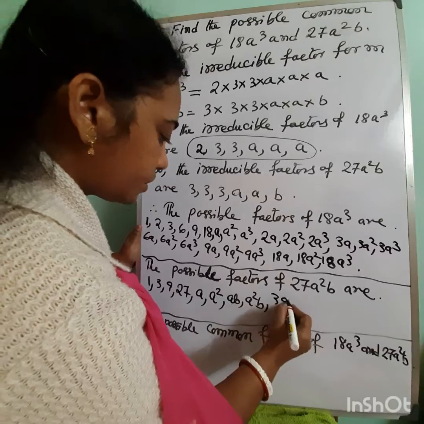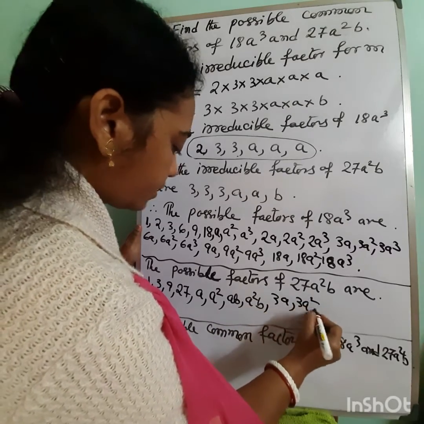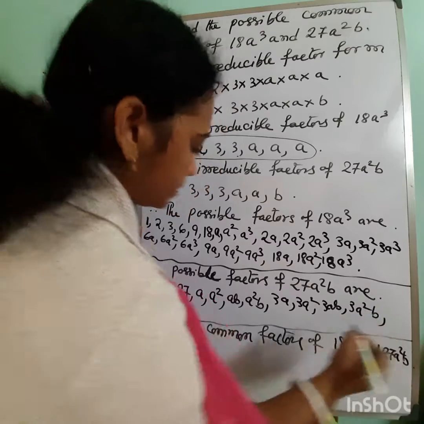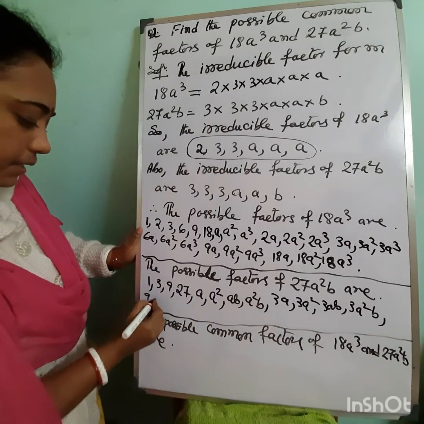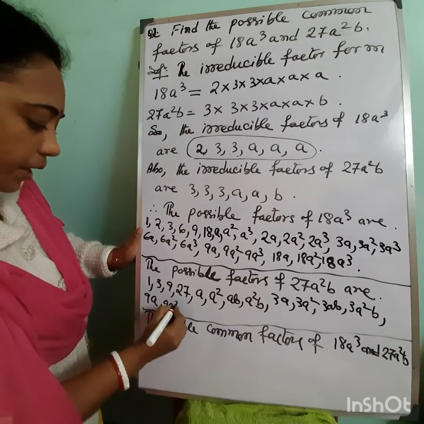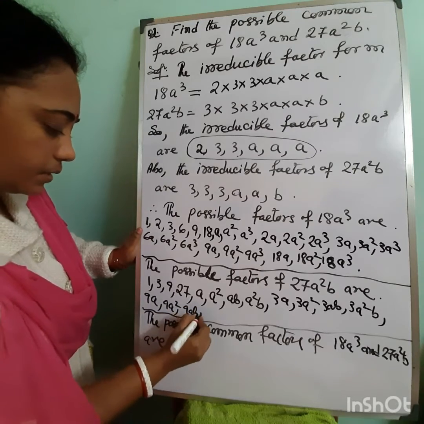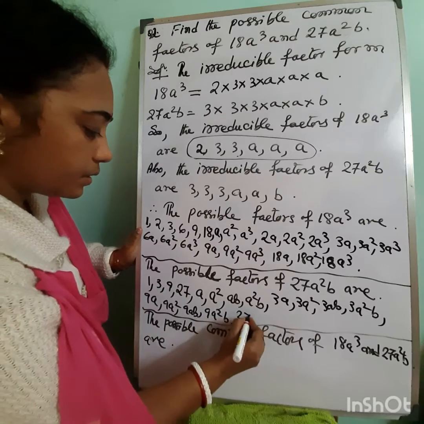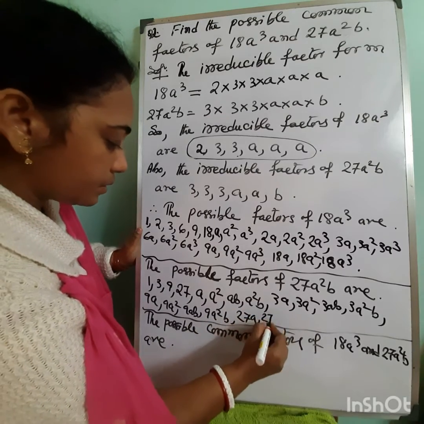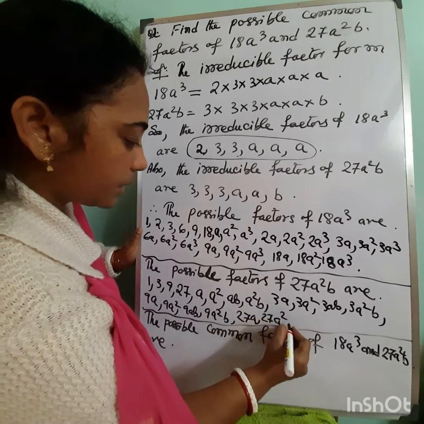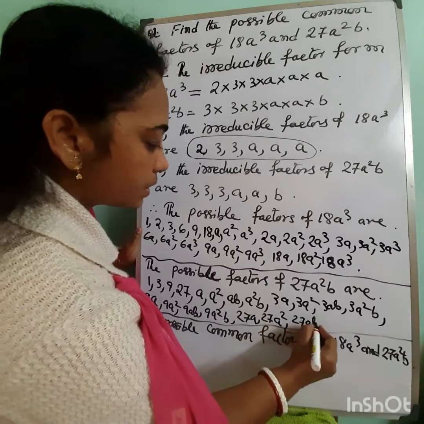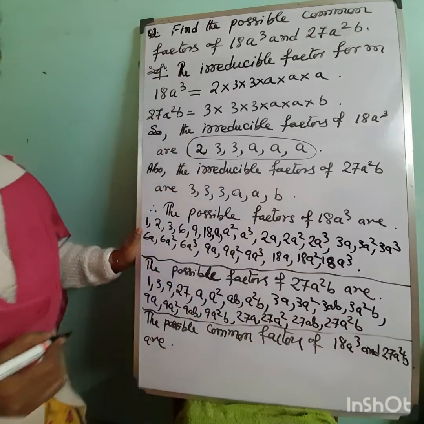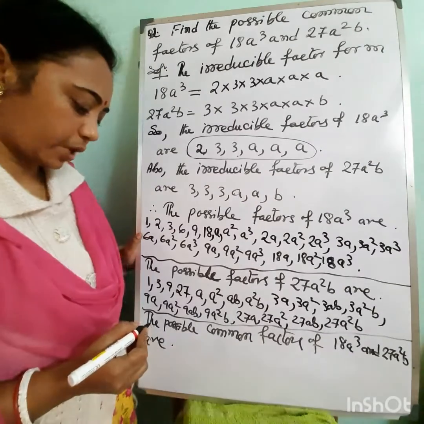So we get 3a square, 3ab, then 3a square b. Similarly 9a square, 9ab, then 9a square b. After that 27a square, then 27ab, then 27a square b. So these are the possible factors of 27a square b.